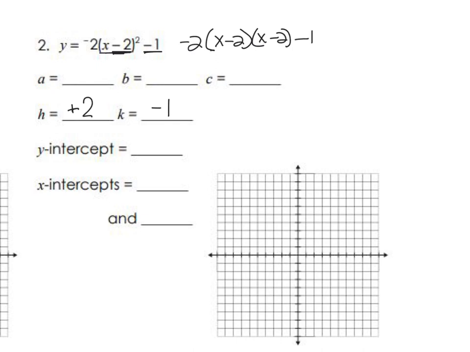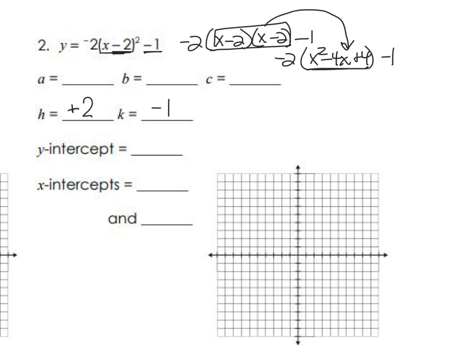Okay. So if I do this, I get -2 times x squared minus 4x plus 4, and bring down the -1. So all I did was multiply those two binomials and got that inside part here. So now let's distribute that -2. So -2x squared plus 8x minus 8, bring down the -1. So -2x squared plus 8x minus 9 equals 0.